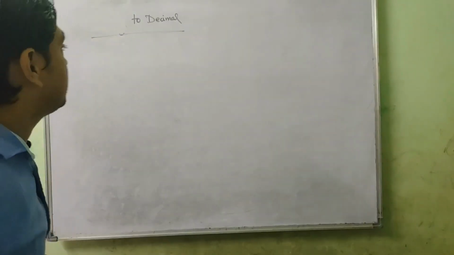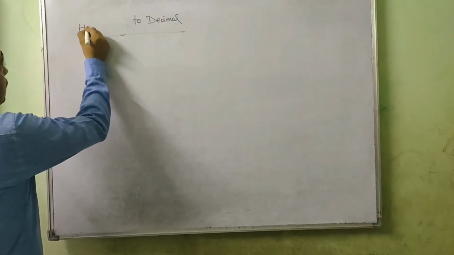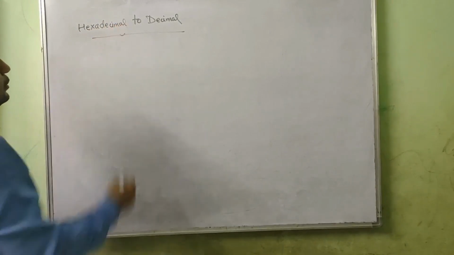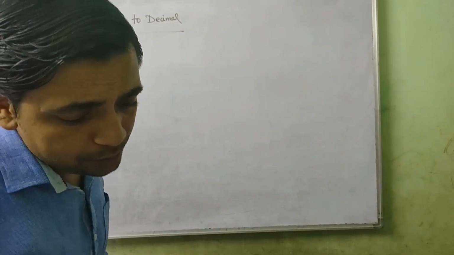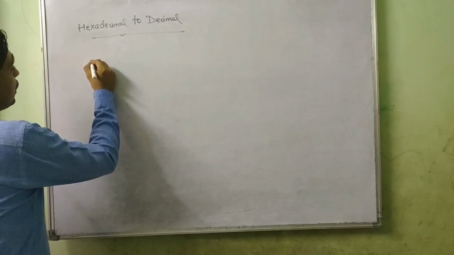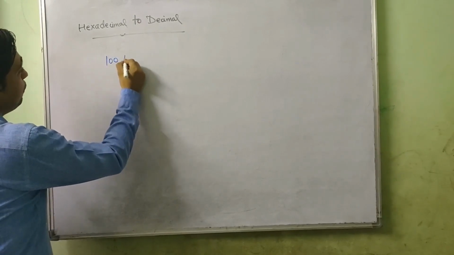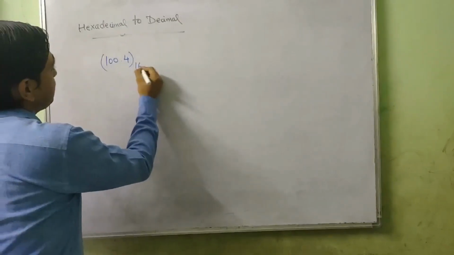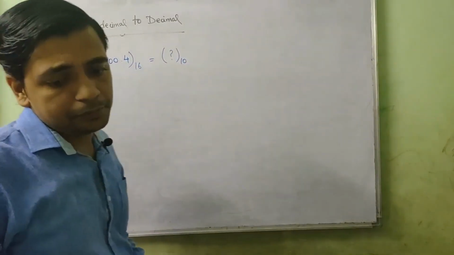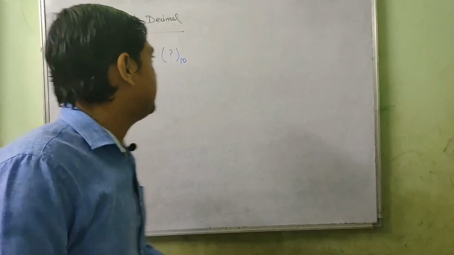So hexadecimal to decimal. Now I am taking a number with fractional part as well. You can do it without fractional also. So the number that I am taking is 100.4. Okay, so let's see 100.4 in hexadecimal, what it will be in decimal.